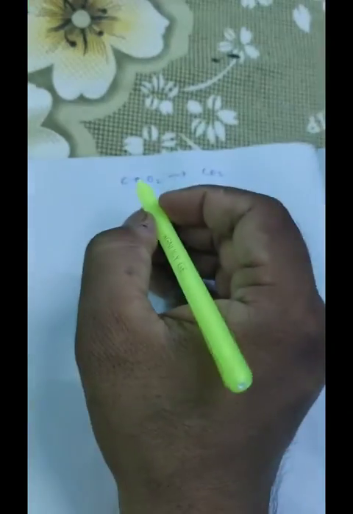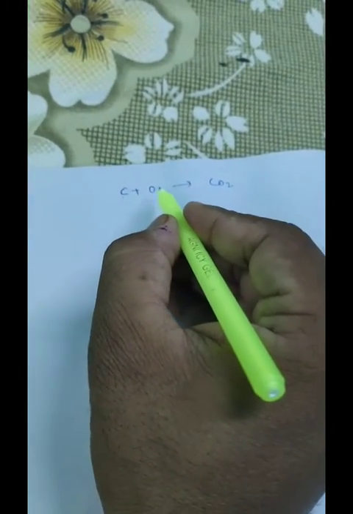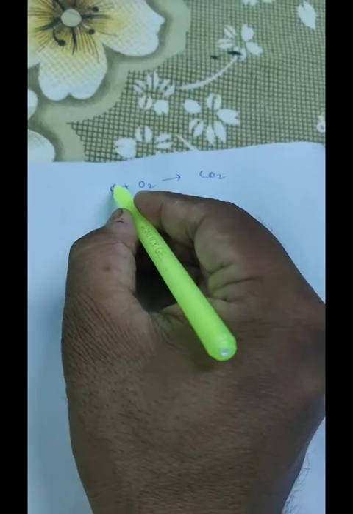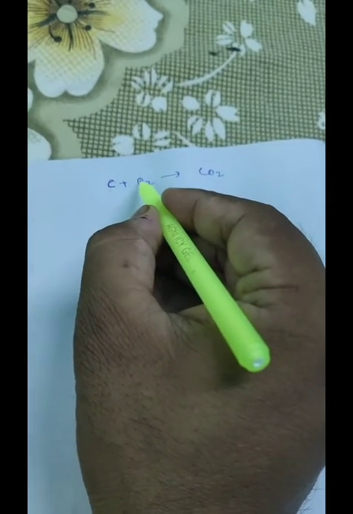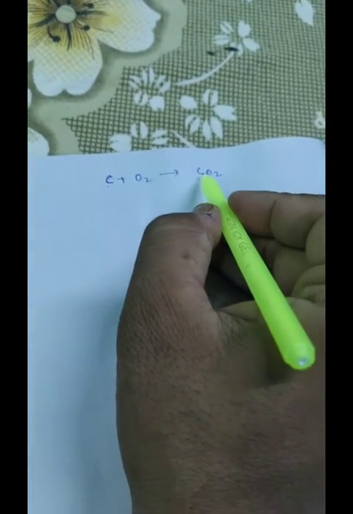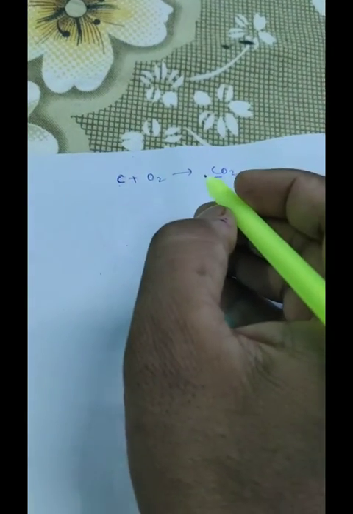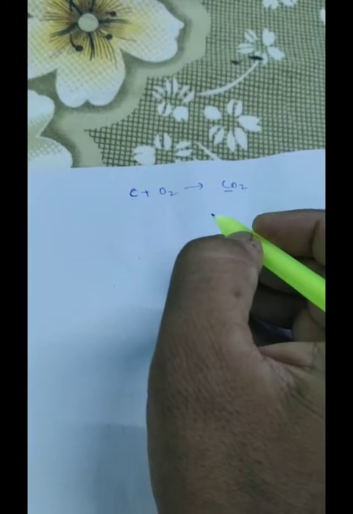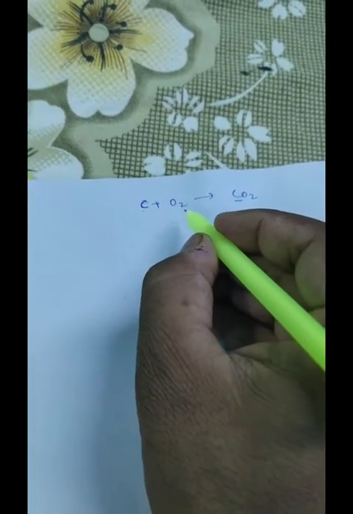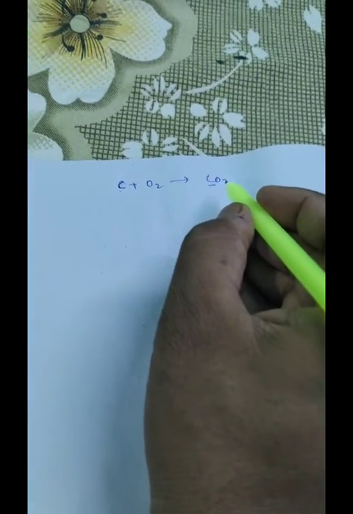Say C plus O2 gives CO2. Now see, these are the symbols of the respective elements. This is the symbol for carbon, this is the symbol for oxygen, and the product formed is carbon dioxide. Now, it tells us about the number of atoms of each element involved in the chemical reaction.